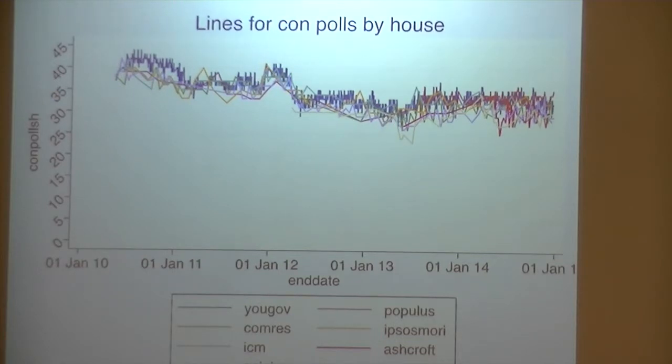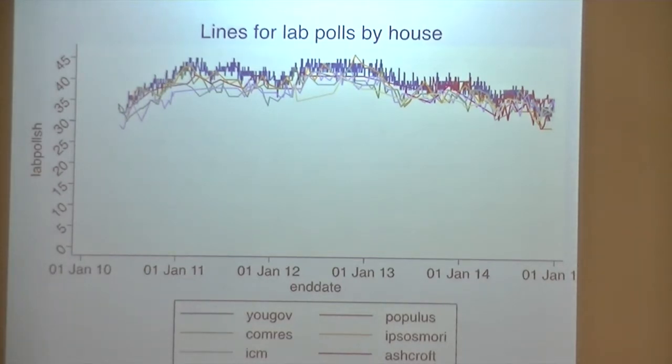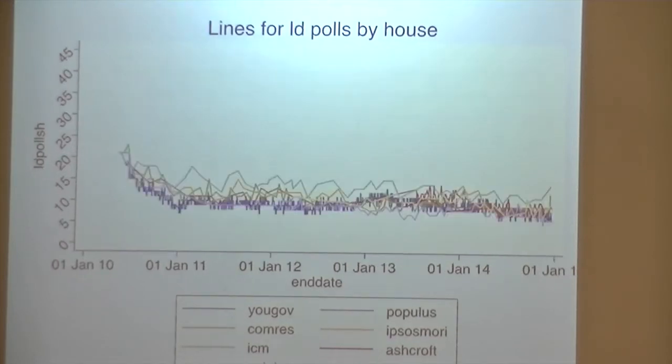This one's for the Conservatives, and what you can see there is that in terms of the big pattern of change, they are roughly telling us the same thing with a bit of noise, and things seem to be getting a bit noisier towards the end of 2014. The house effects here for Labour are rather stronger. You've got, I think, Opinion noticeably lower for Labour, particularly towards the beginning of the cycle. But again, very broadly, they're showing us similar patterns of change.